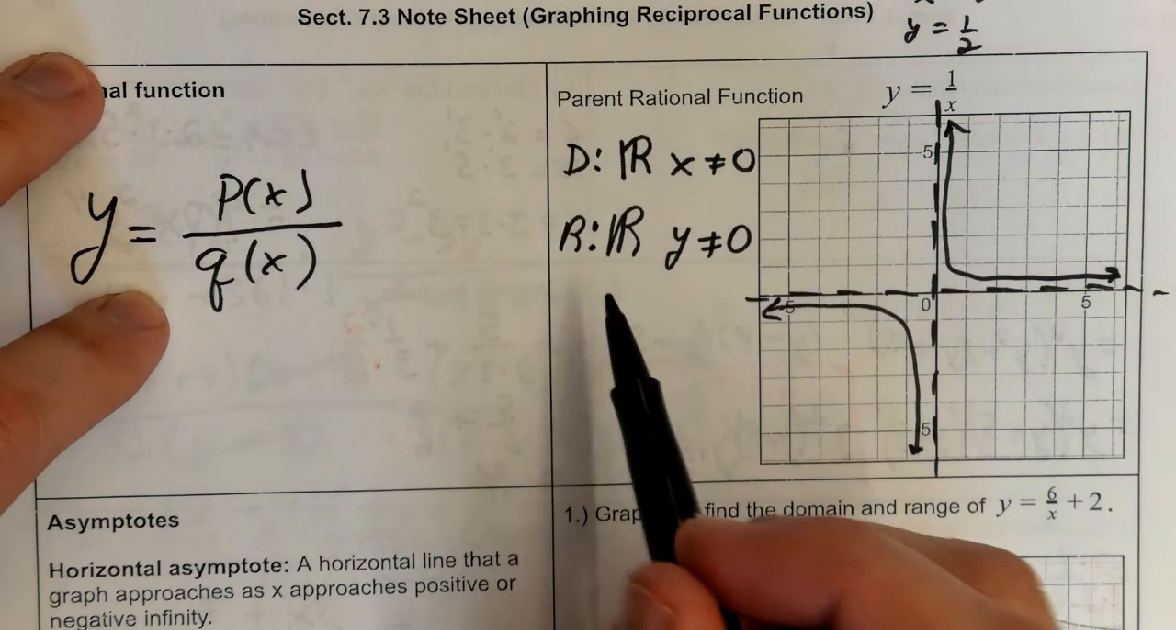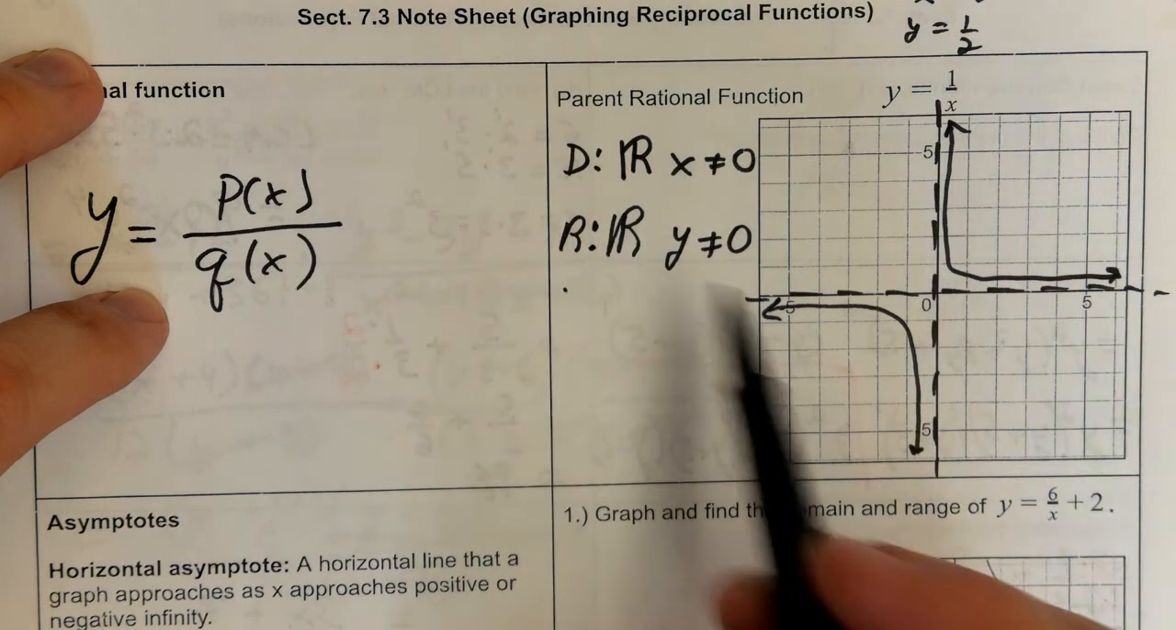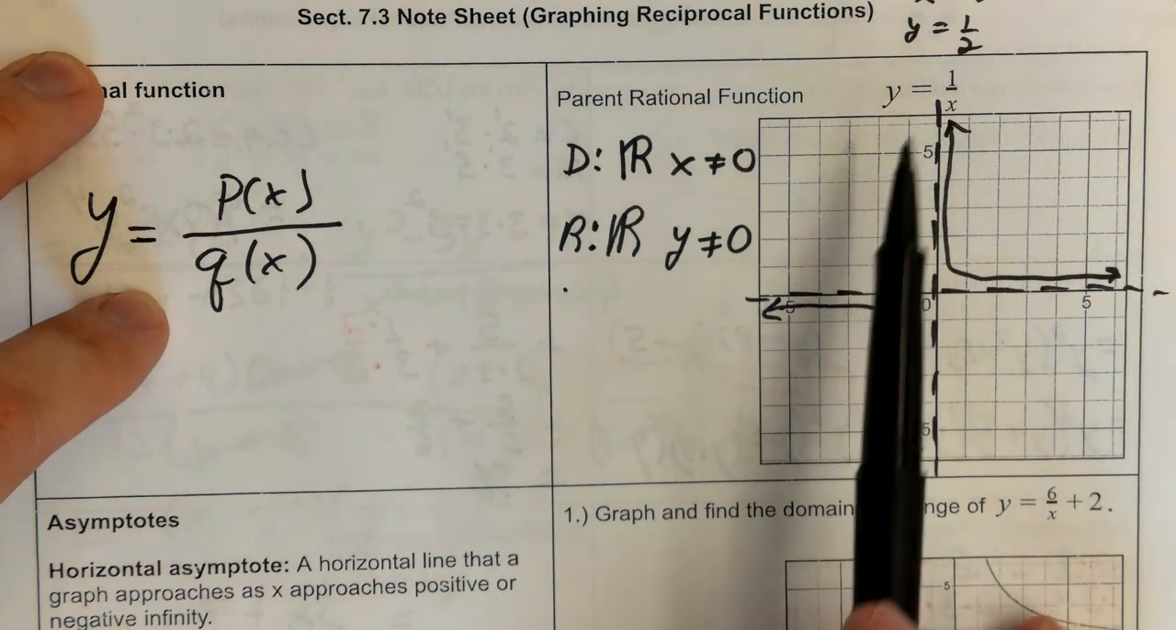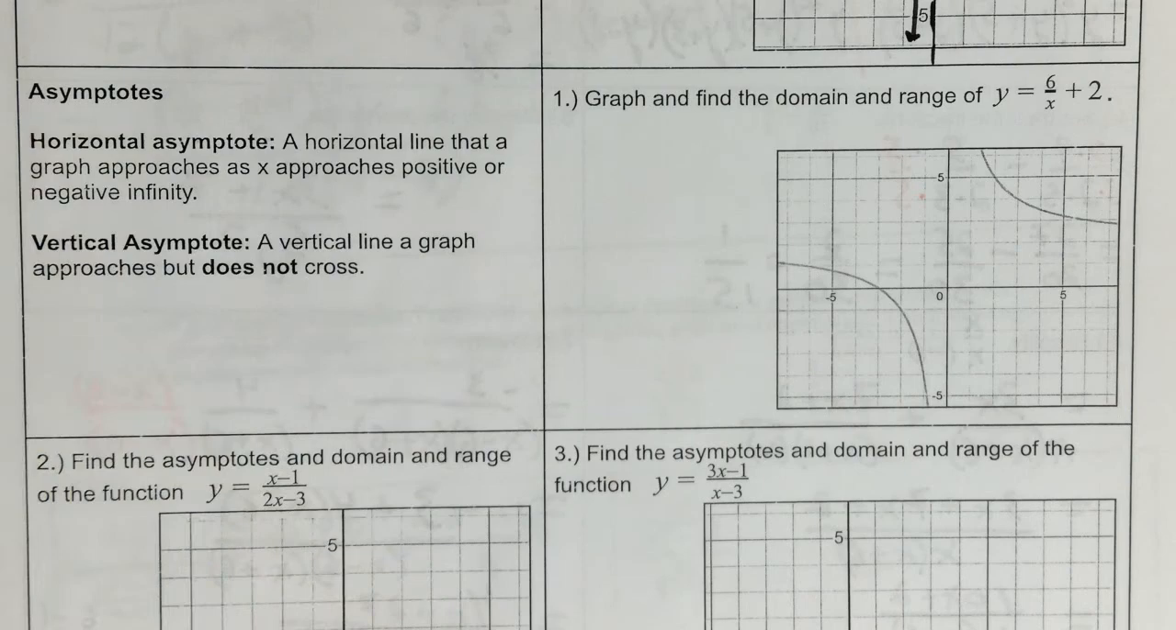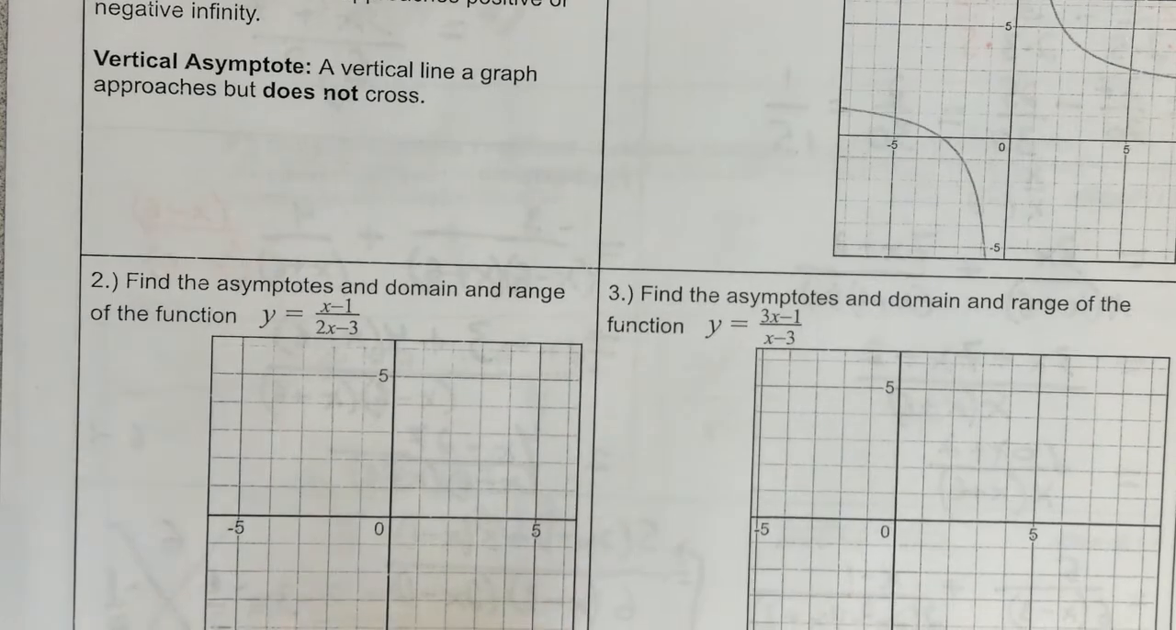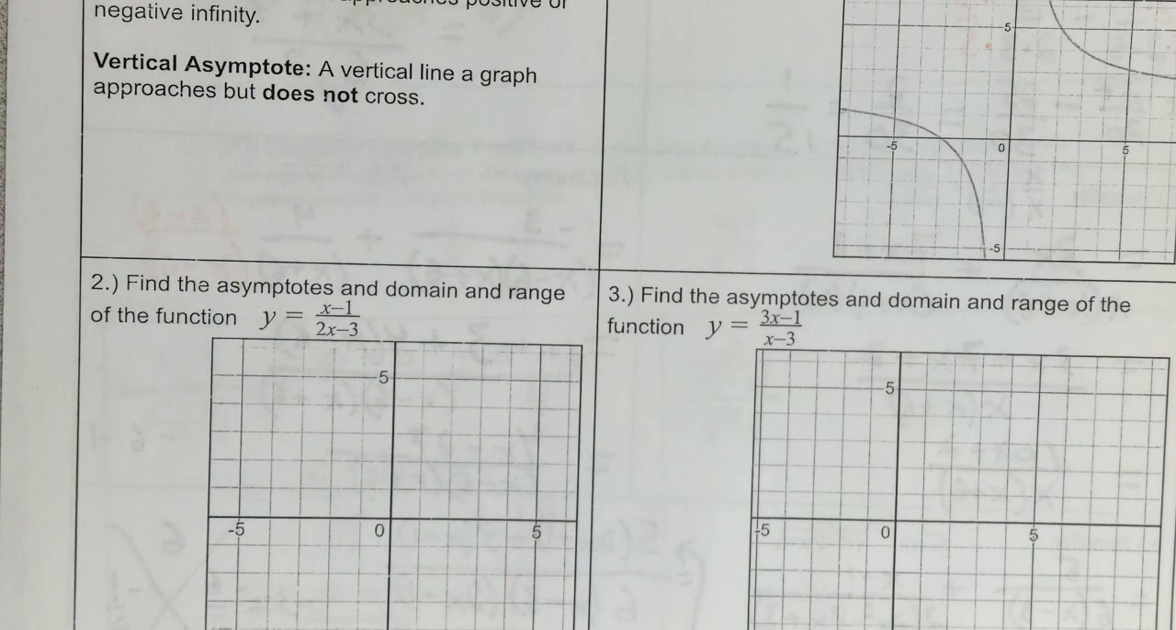All right, and then some of the question, well, we'll get to that in a second. So this is the behavior of the most simple rational function. Okay, so let's look at some more problems. So graphing some more problems here.